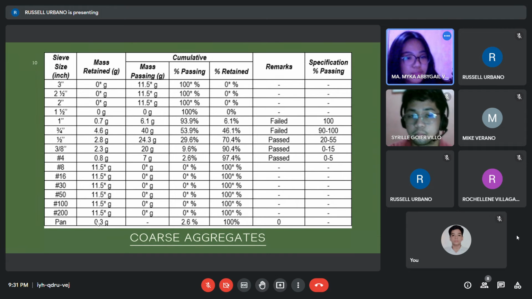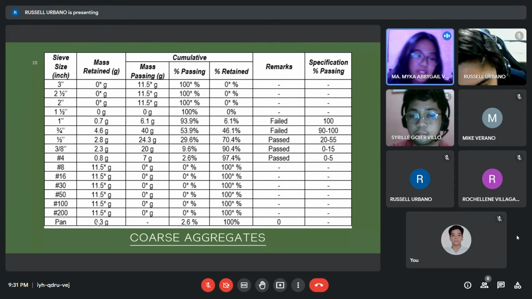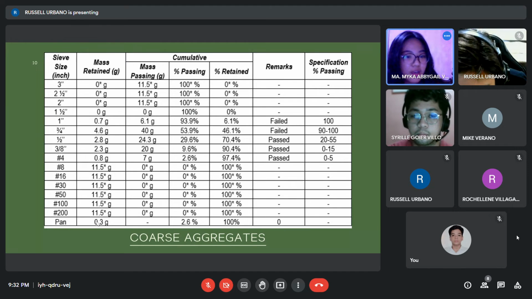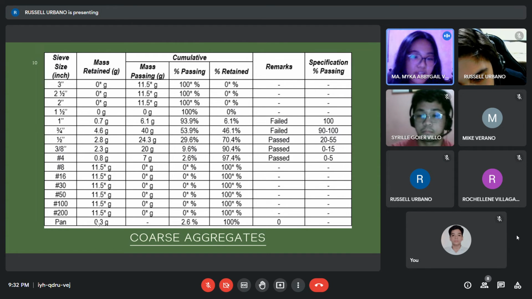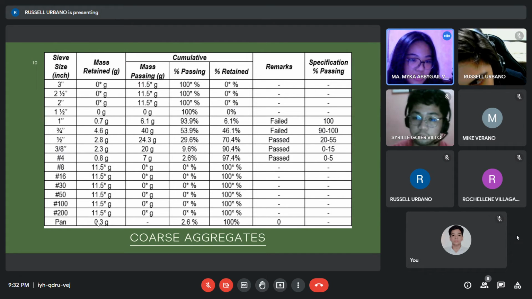For cumulative percent passing, we subtract the cumulative percent retained from 100. For example, the 1.5 sieve is 0% cumulative percent retained. Therefore, the percent passing is 100. On the 1 inch sieve, the cumulative percent retained is 6.1. Then subtract it from 100. Therefore, the cumulative percent passing is 93.9.